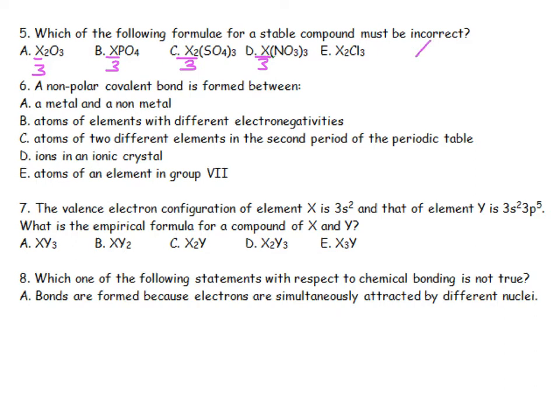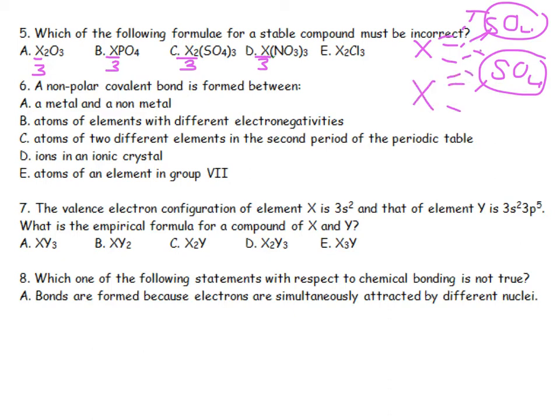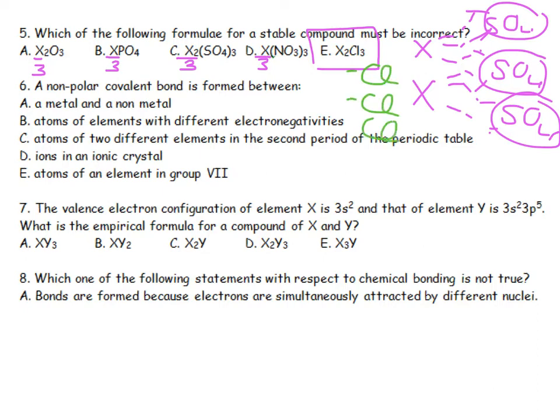Because if you think about it, it's X with 1, 2, 3 arms, SO4 with 2 arms. And then we have another X with 1, 2, 3 arms, and SO4 with 2 arms. So that is possible. Let's try and draw out this thing over here. Chlorine has got 1 arm each. And they say there are 2 X's. It's not possible. We don't ever get X with 1.5 arms. So this is the only impossible item.